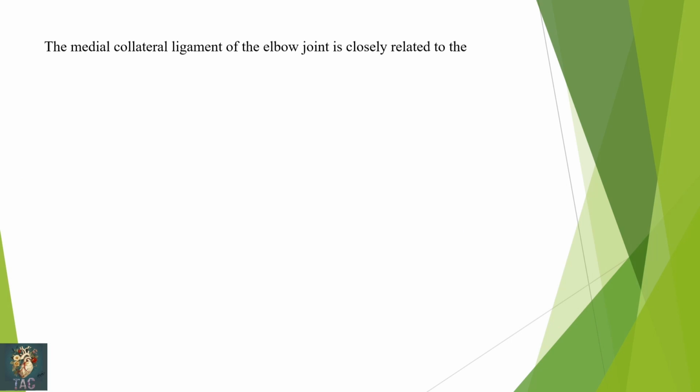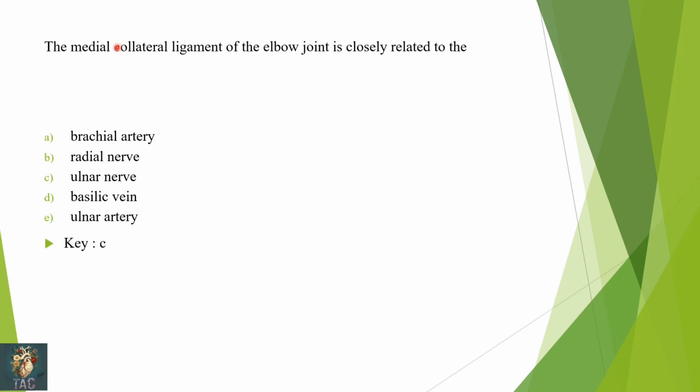Next question is, the medial collateral ligament of the elbow joint is closely related to the brachial artery, radial nerve, ulnar nerve, basilic vein and the ulnar artery. So this is the ulnar nerve which is closely related to the medial collateral ligament, and this is the answer.